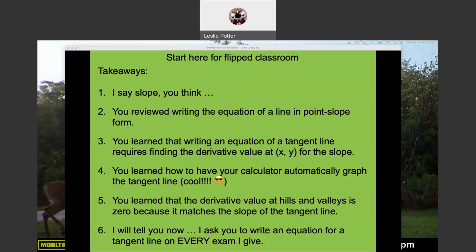Okay, so I say slope, you think derivative. Derivative, yay. So you should have your notes out in preparation for this. You reviewed writing the equation of a line in point slope form. We've touched on that maybe two or three times so far this year. Let me remind you that point slope form is on this anchor chart right here in the front of the room.